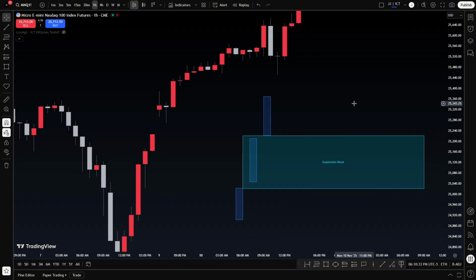Since this is formed off of volume imbalances, what do you think can happen to the suspension block? Or what can price do to it? How can price act upon it? It can move through it. That's exactly what can happen. It can move through it because with volume imbalances, as you can see over here, price moves above it, drops back down, moves back up above it, drops back down into it, and then finally uses it to deliver higher.